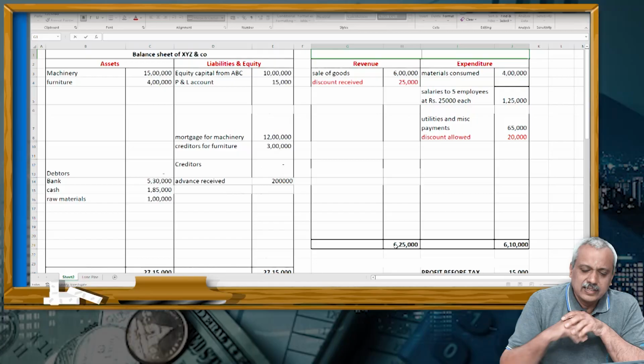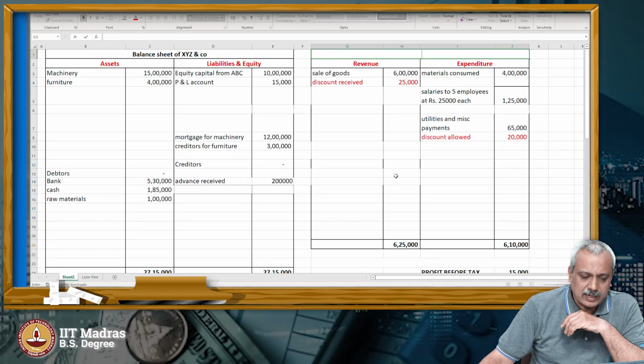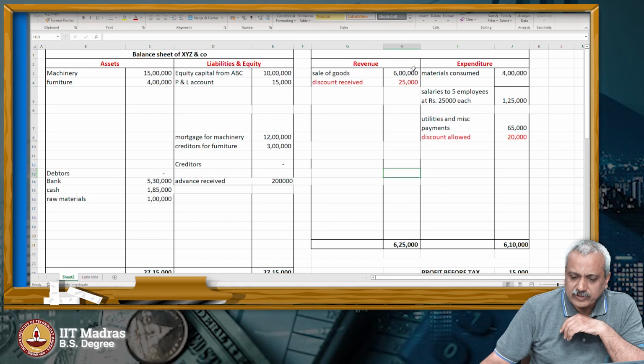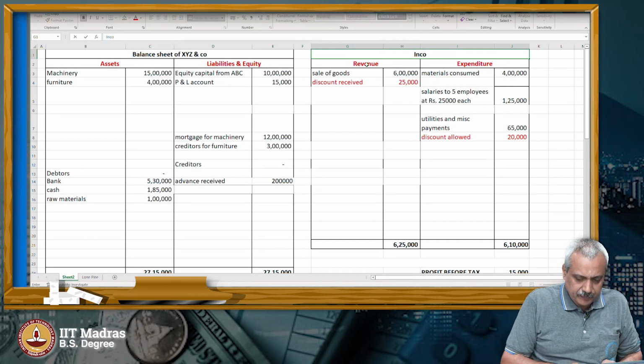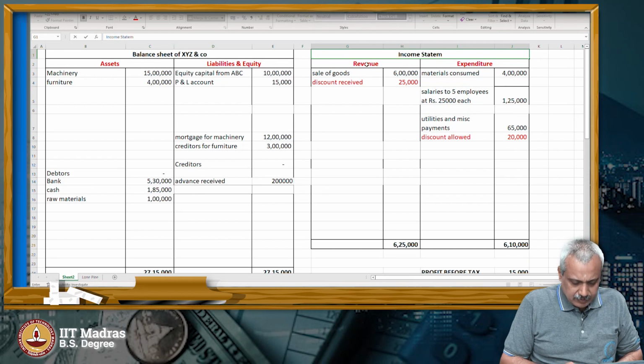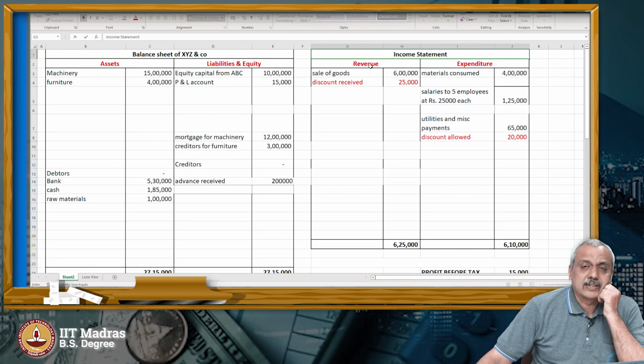Now we are in the next session of the course. In the last class, what you see on the screen is what we talked about. We talked about the profit and loss statement, the income statement, and we also talked about the balance sheet of the company.